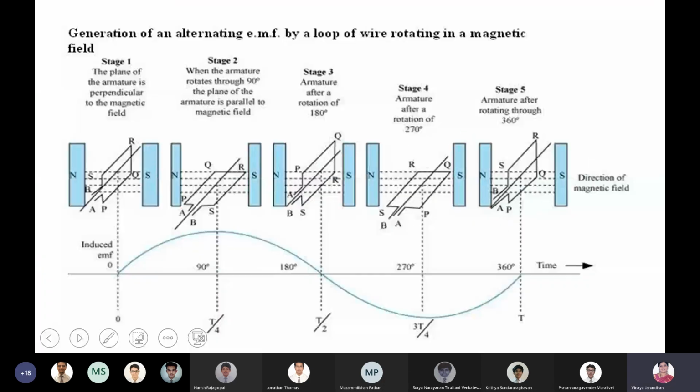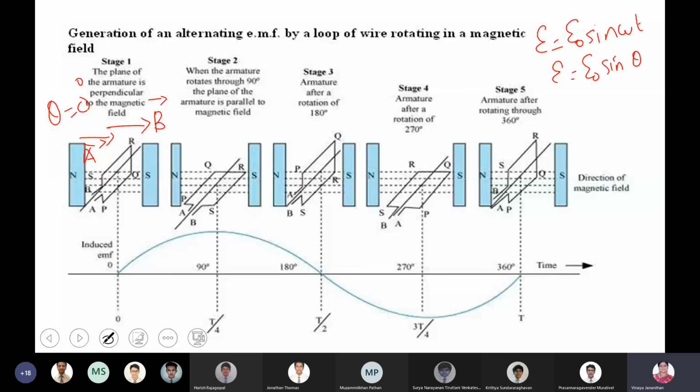Now the instantaneous EMF versus your current, that is the graph. The Y-axis is EMF induced, so E is equal to E naught sine omega t, or I can write sine theta. Theta is the angle between the area vector and the magnetic field vector. In the first case, boys, the B vector is always north to south. The area vector is any vector which is perpendicular to the surface. So the angle between them, theta, becomes equal to 0. Sine 0 is 0, so your EMF was 0 over here.